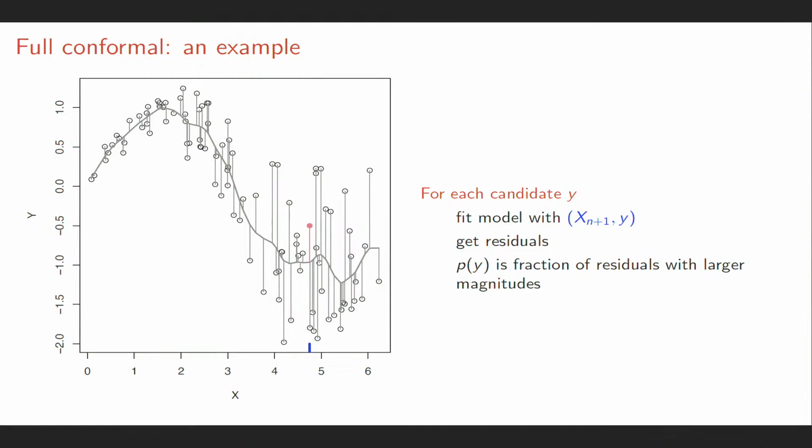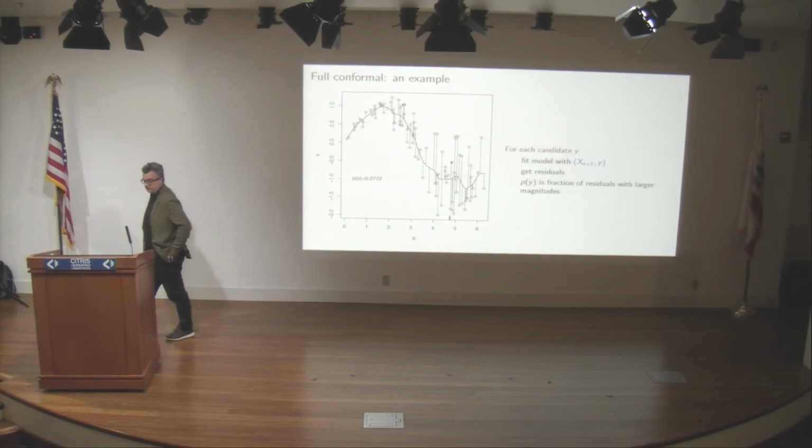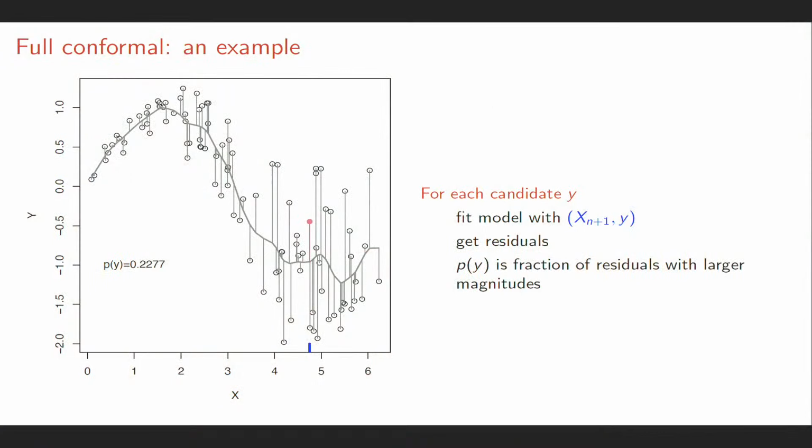So here, the p-value is 27%. That is, if I were to order the magnitude of the errors, this would be in the top 27% largest. And now I'm going to repeat this by changing the value of y. Now the residual is a bit larger, and the p-value is 22%, so it's about at the 78th percentile of the residual. I move it up, it doesn't change, I move it up, boom, it's at 18%, so you get the idea.